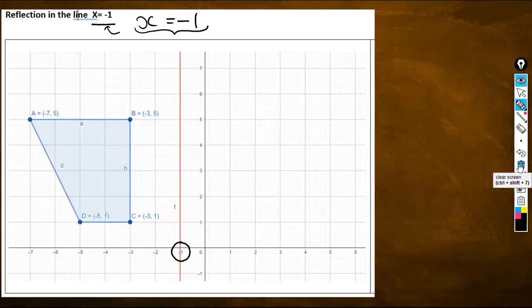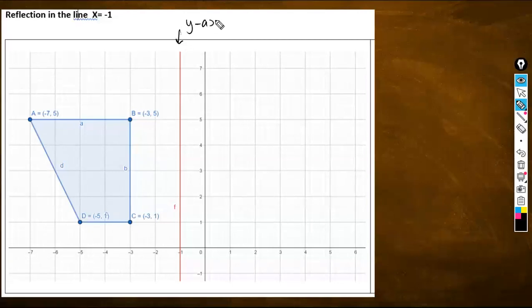Now, even though I just said it, is this line the y-axis? Yes or no? Clearly no. This here is the y-axis. x equal to -1 is not the y-axis.